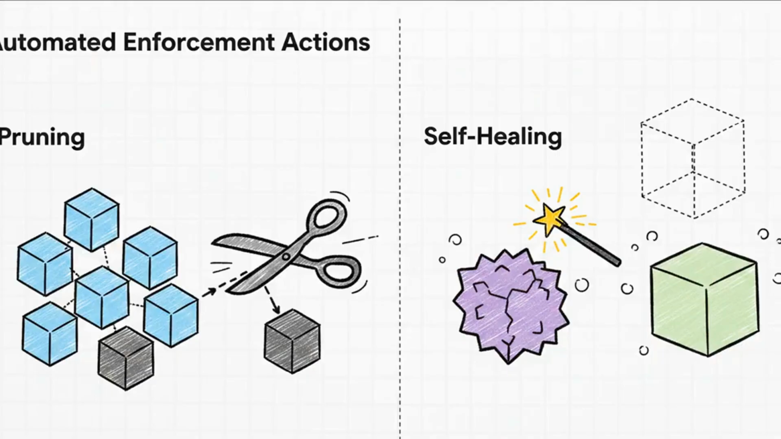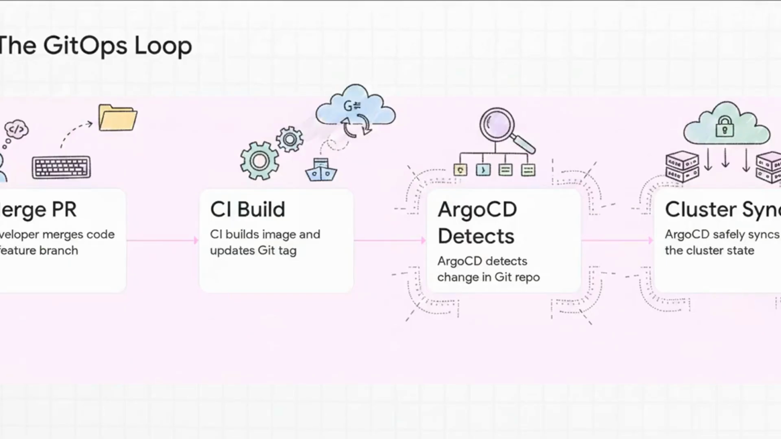If you remove a database service from Git, setting that prune flag to true ensures it is actually deleted from the cluster, so orphaned resources aren't just silently eating up compute and budget. And self-heal? That's the ultimate governance enforcer. If an engineer logs into the cluster and manually tweaks the configuration, Argo CD spots it and immediately overwrites it back to whatever Git says it should be. No exceptions. Let's trace this new workflow.